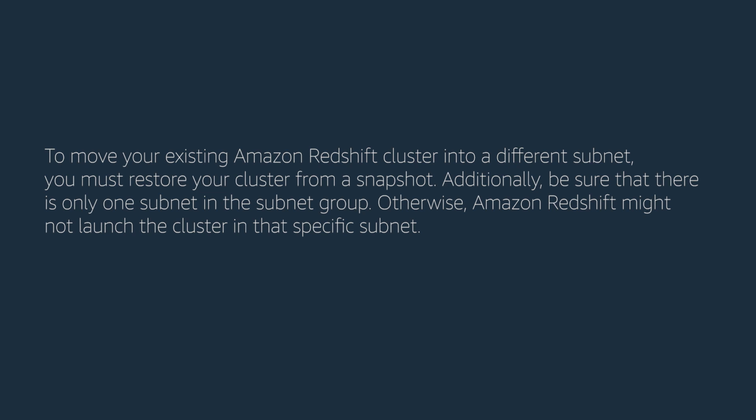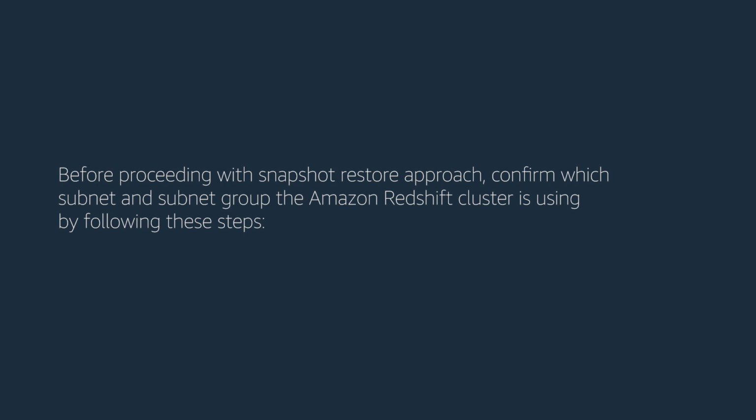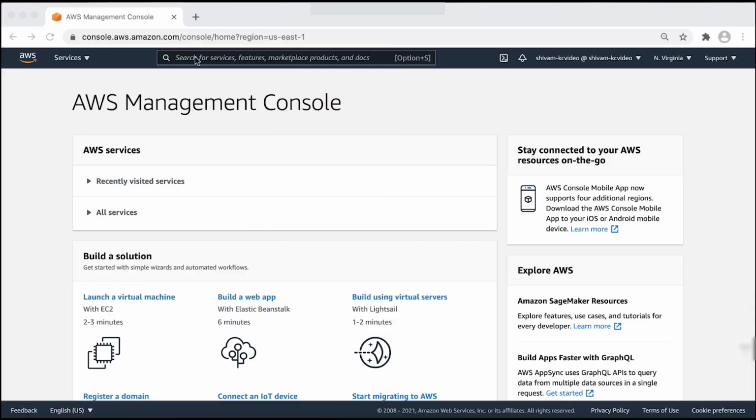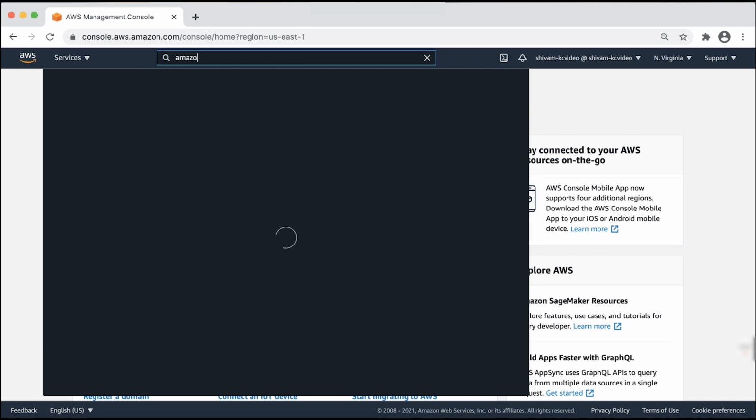Additionally, be sure that there is only one subnet in the subnet group, otherwise Amazon Redshift might not launch the cluster in that specific subnet. Before proceeding with the snapshot restore approach, confirm which subnet and subnet group the Amazon Redshift cluster is using by following these steps. Open the Amazon Redshift console.